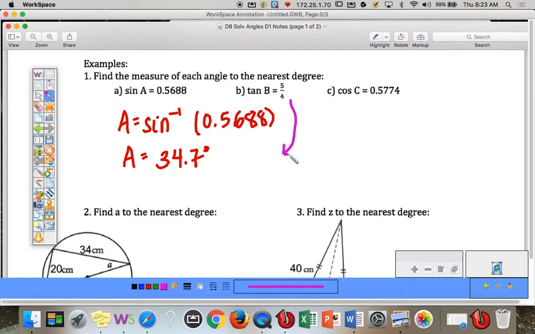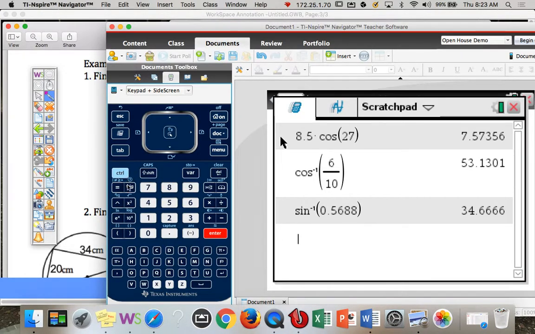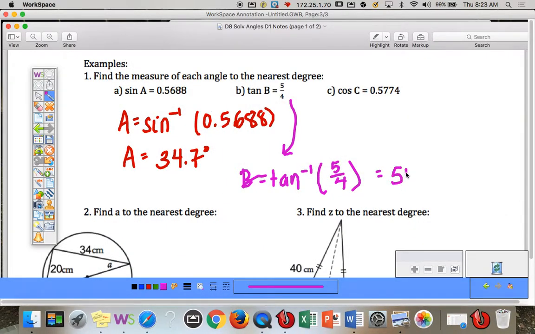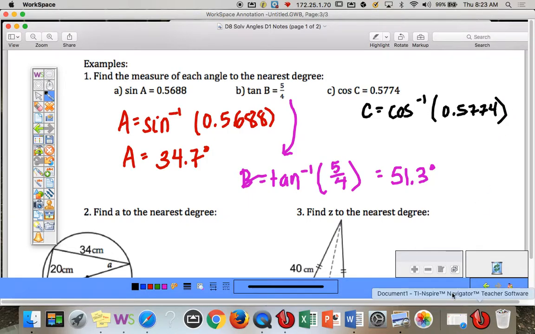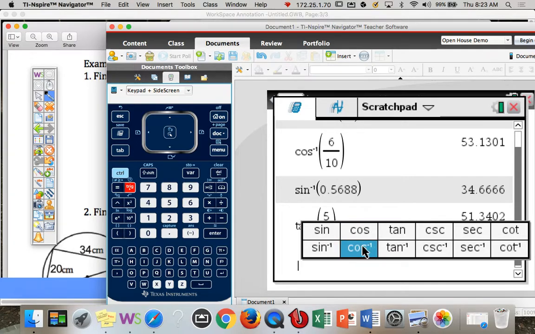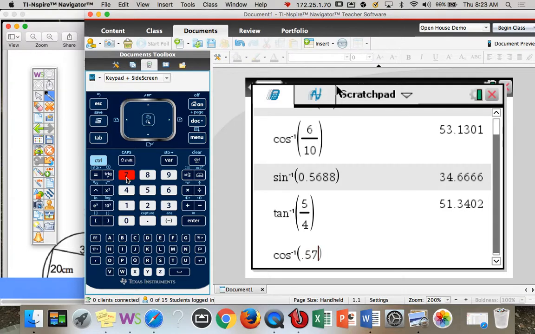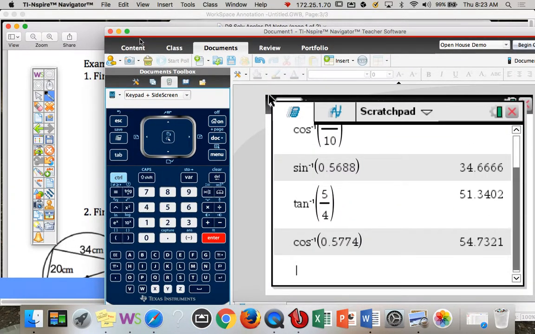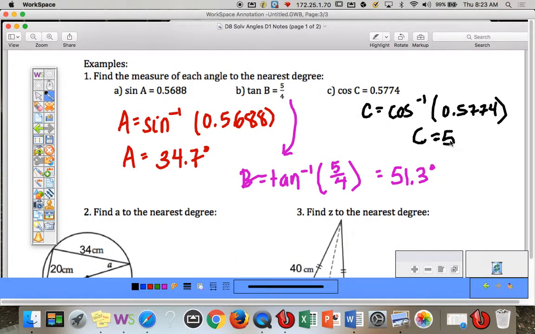For the next one right here, B equals tangent inverse of 5/4. And again, all you do is type that in. So tangent inverse of 5 over 4. We get about 51.3 degrees. And the last one, to get rid of cosine, you do the cosine inverse. So C equals cosine inverse of this 0.5774. Let's type that in, cosine inverse, and the decimal is 0.5774. And our angle is about 54.7 degrees. All right, so again, to get rid of sine, cosine, or tangent, to solve for an angle, you do the inverse.